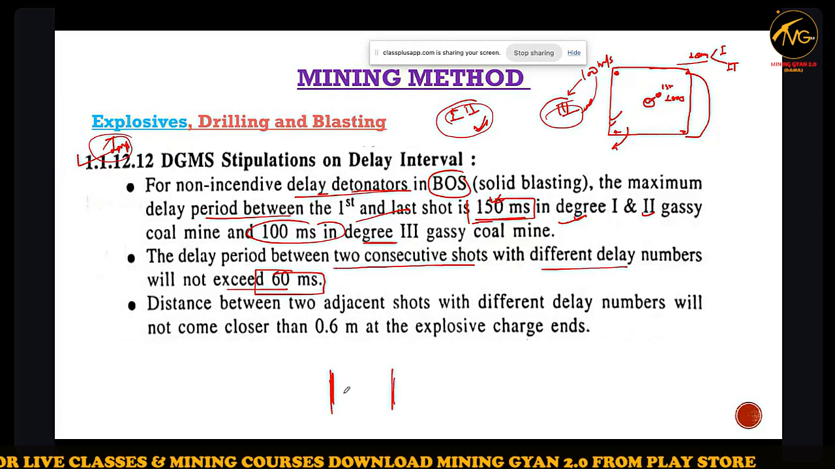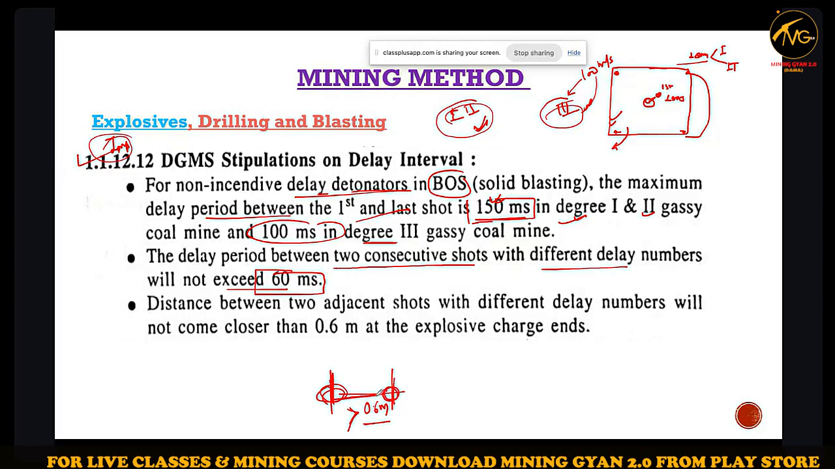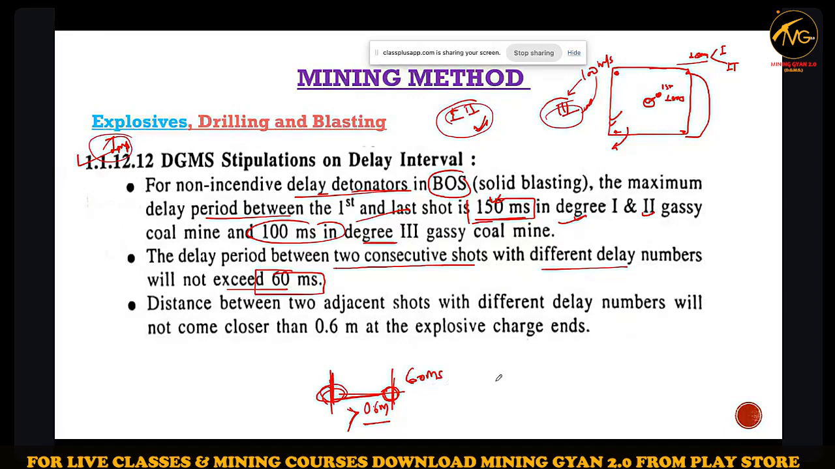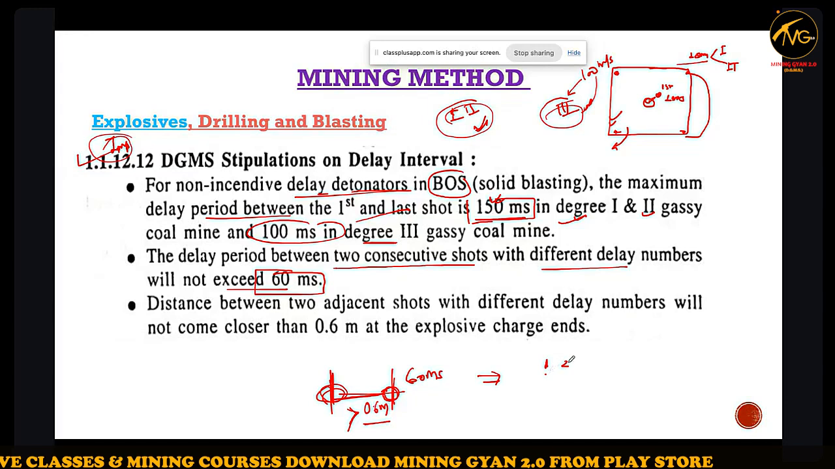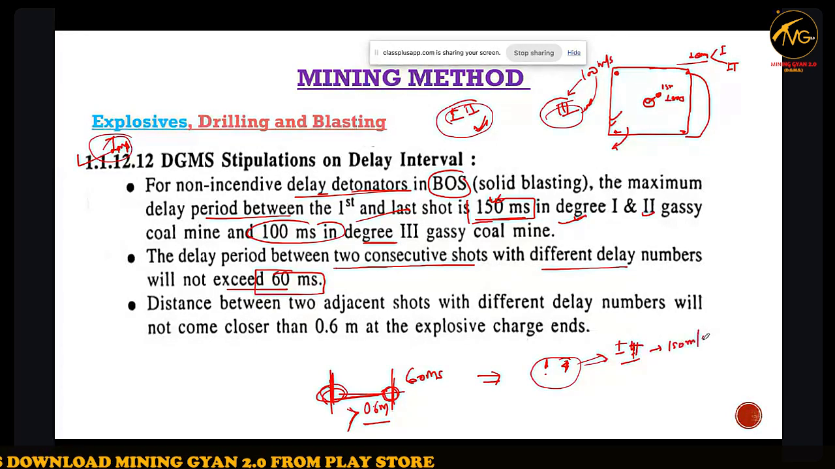If two holes are near, their distance should be more than 0.6 meter, and the delay between two consecutive shots should be 60 millisecond. In this, whatever we have studied, for the first and last hole blasted, for first and second degree it is 150 millisecond.